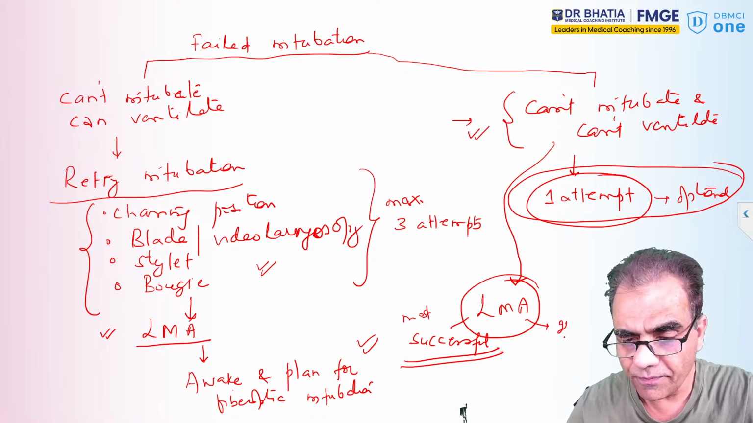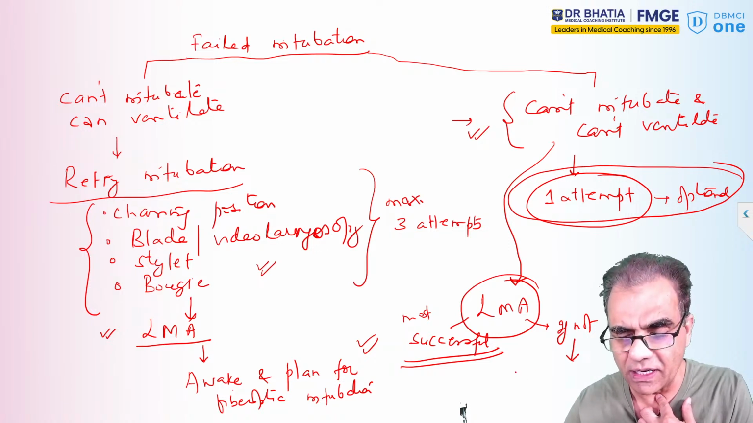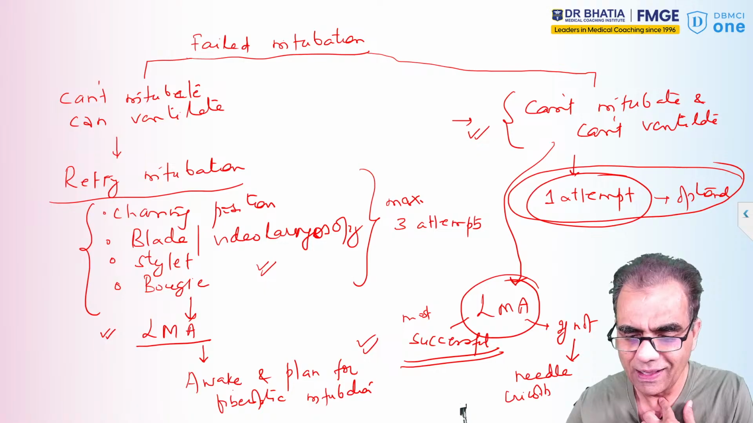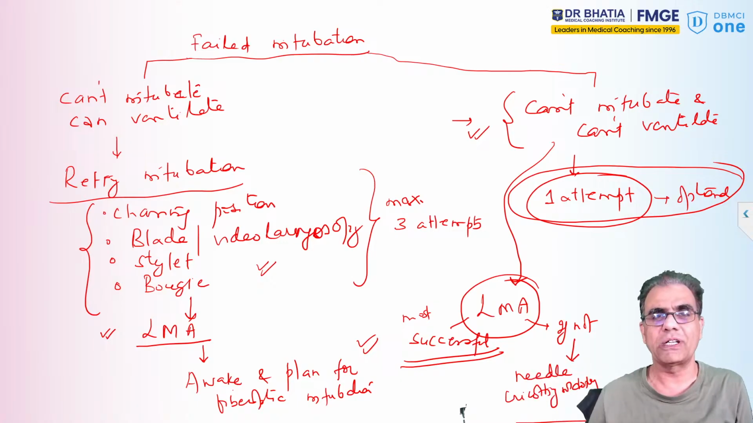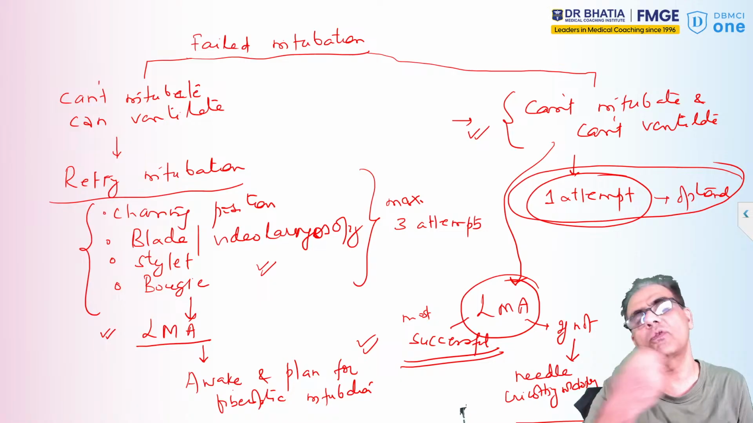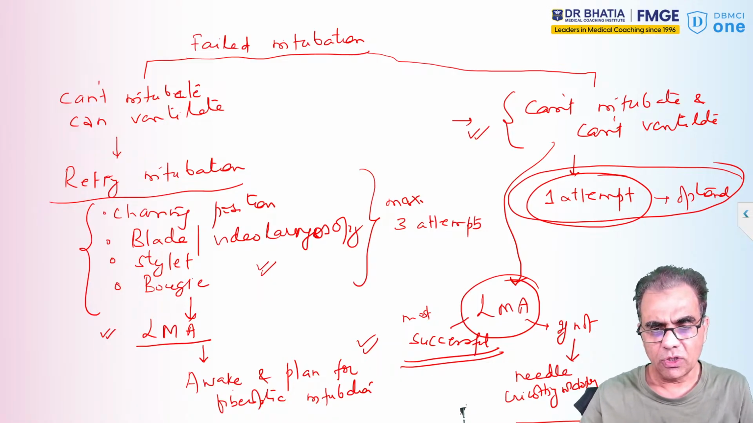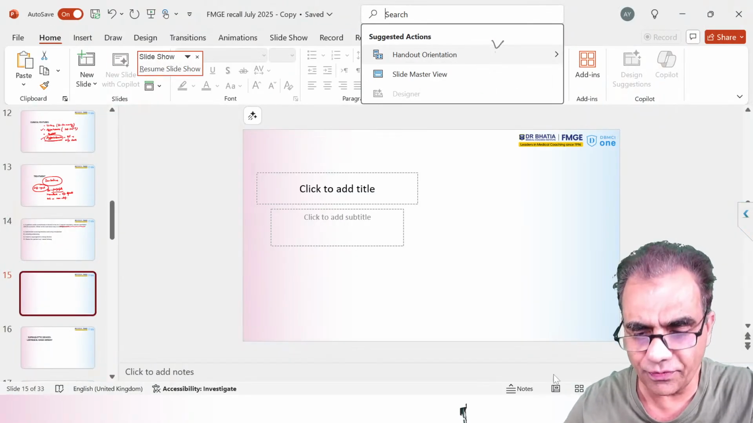If not, then you have to go for an emergency life-saving procedure like needle cricothyroidotomy. It is the least preferred, but you cannot let the patient die. So if you're not able to ventilate the patient with LMA also, then you are not left with any option. You have to go for needle cricothyroidotomy. So now let's go to this question. Cannot intubate, cannot ventilate.